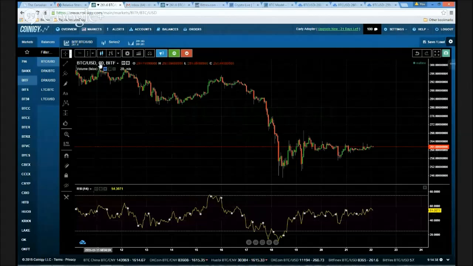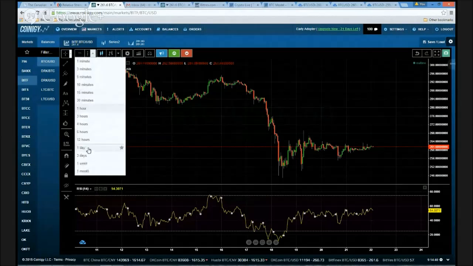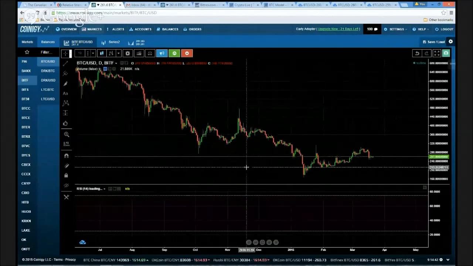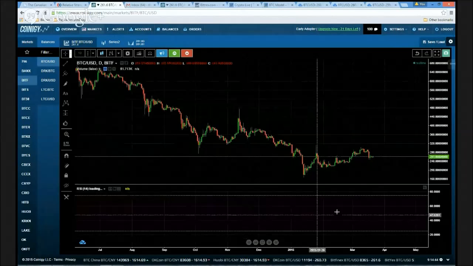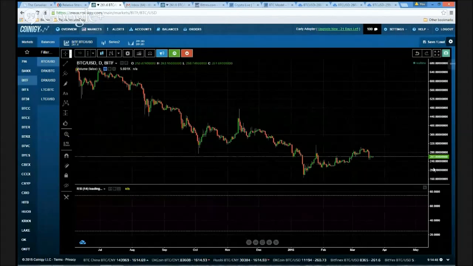And as you can see, this is a 1-hour chart. We can apply this to any time frame if the chart will load. Just have to be nice and patient.